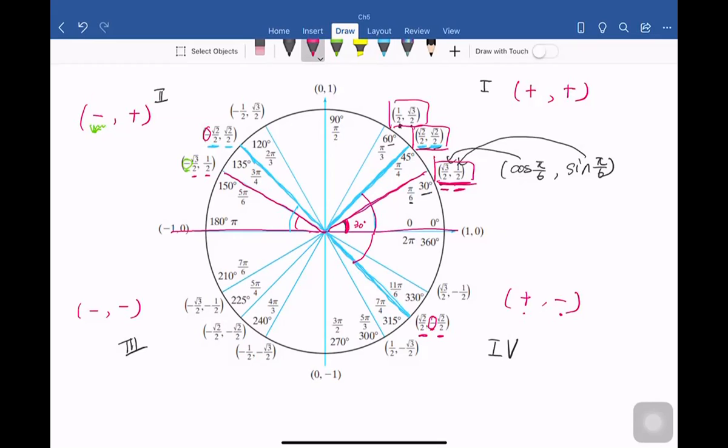So for you, you just memorize 3 special points, and then the reference angle. Then it will be very easy for you to memorize the special points in the other 3 quadrants. Just the sign difference. Okay, let's move on to the next part.